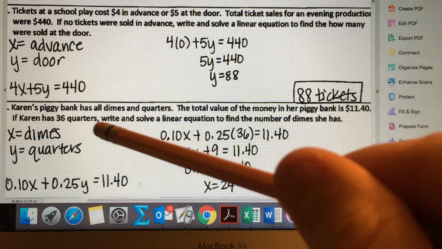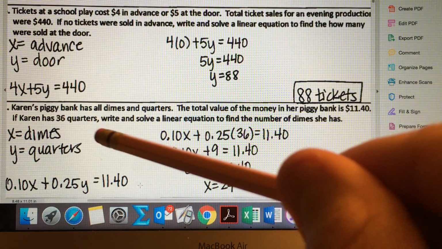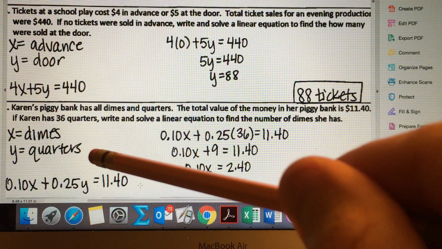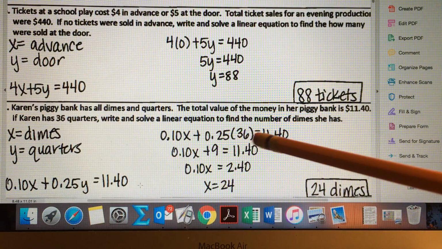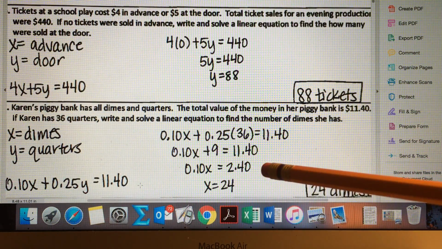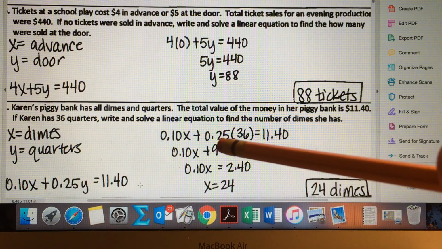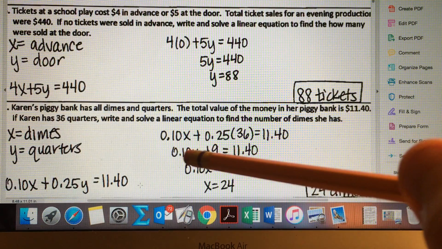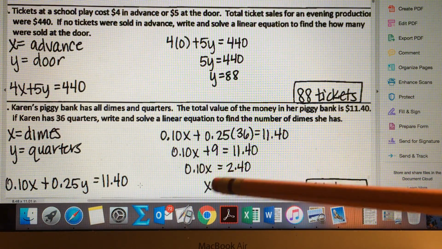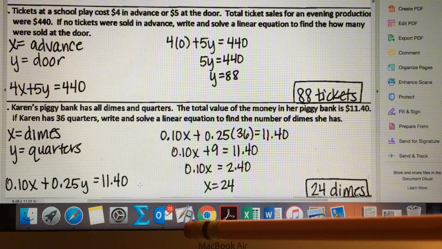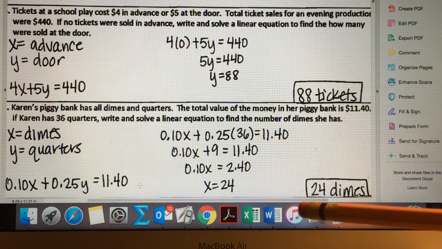So then they go on to tell us that we have 36 quarters. Does that give us what X is or Y is? It gives us what Y is, because Y represents the number of quarters. So we can substitute in 36 for Y, which is what they did in this first step here. And then they solve for X, just like we did up here. So it turns into 0.25 times 36 is 9. The 0.10X still is up front. Subtract 9 from both sides, and then divide by 0.10 to get X equals 24. So that means X, which is the number of dimes, is 24.